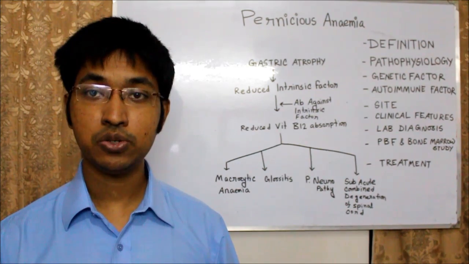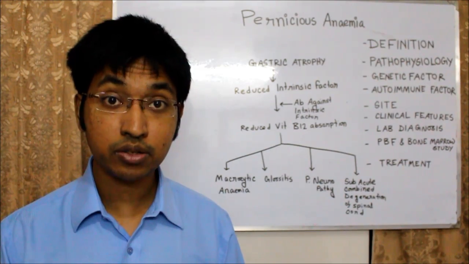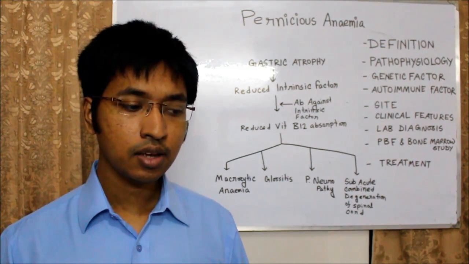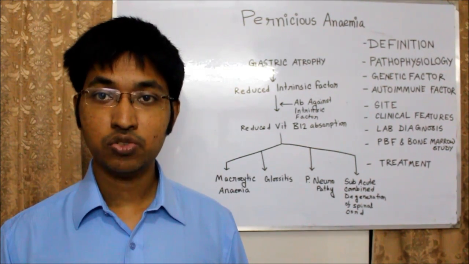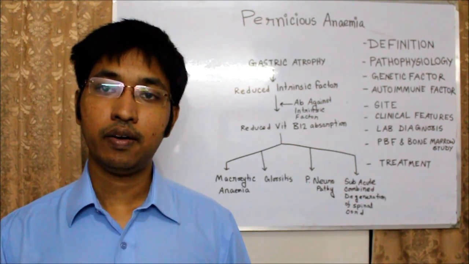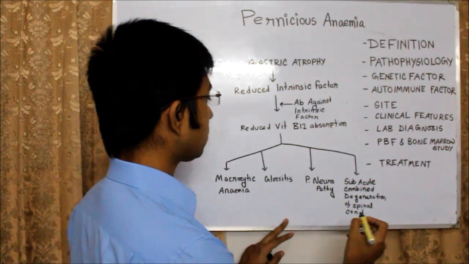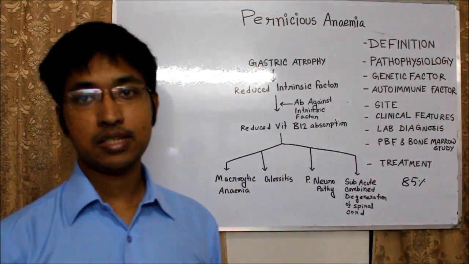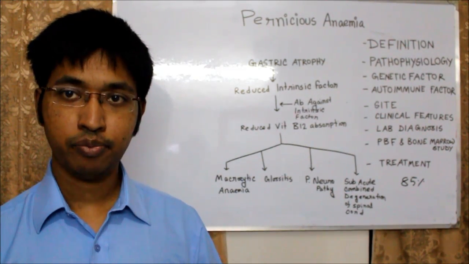Antibodies are produced against certain antigens which are present on the surface of the parietal cell or inside the cytoplasm of the parietal cell. But that doesn't mean that if you find antibody against gastric parietal cell in someone's serum, that person has pernicious anemia. So remember, in 85% of cases of pernicious anemia, there will be antibody against parietal cell present.